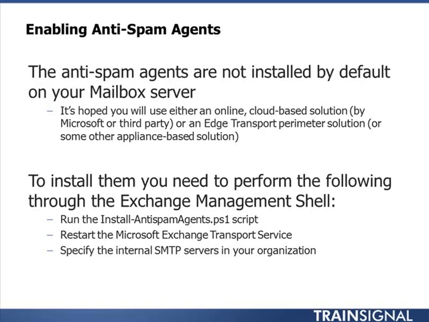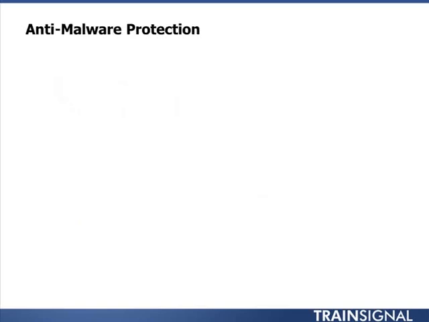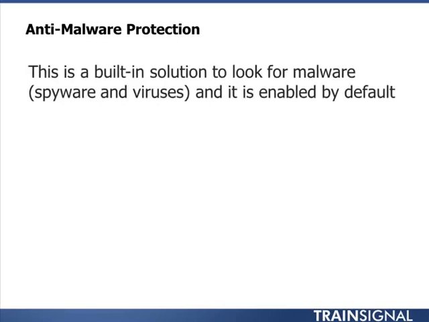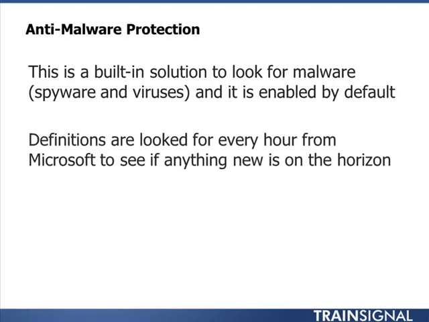But first, let's talk for a moment about the anti-malware protection that's built right into Exchange 2013. So something that's new for Exchange 2013 is the fact that we have a built-in solution to look for malware, that is, spyware and viruses, and it's enabled by default. Definitions, or updates as we call them in anti-malware speak, are looked for every hour from Microsoft to see if anything new is on the horizon. So if a new virus or spyware becomes known and Microsoft updates the definitions, every hour the Exchange server checks in to get those new definitions to keep itself up to date. So it's really great to have this anti-malware feature built right in.